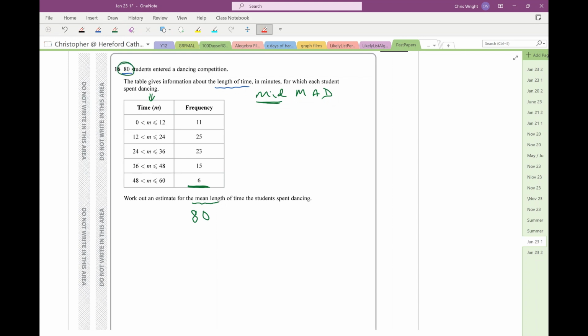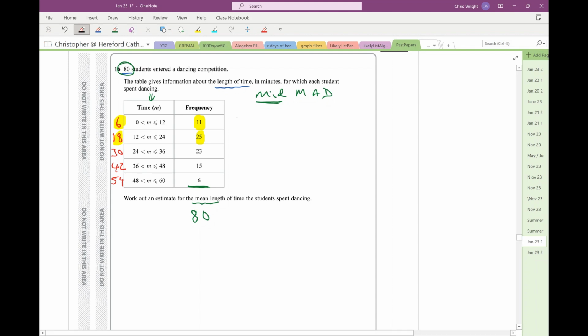So halfway between 0 and 12, 6. Now, if you're not sure what's halfway between, say, 12 and 24, you can do 12 plus 24 equals, and then divide by 2. 18. Halfway between 24 and 36, add them up and divide by 2, and you'll get 30. Add them up and divide by 2, and you'll get 42. Add them up and divide by 2, and you'll get 54. So now I'm going to do 11 times 6, 25 times 18, and so on.